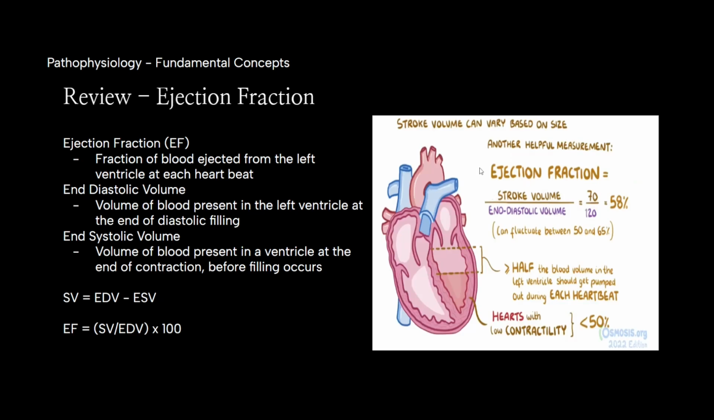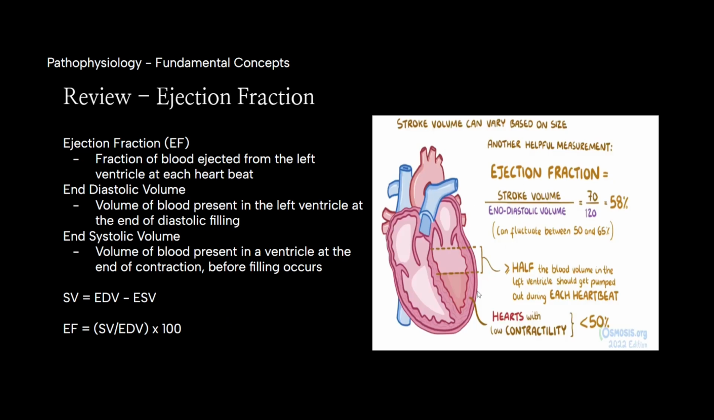Ejection fraction we're familiar with. It is the fraction of blood ejected from the left ventricle each heartbeat. There's end diastolic volume and end systolic volume. So stroke volume is end diastolic minus end systolic. The ejection fraction equation is stroke volume over end diastolic volume times 100.